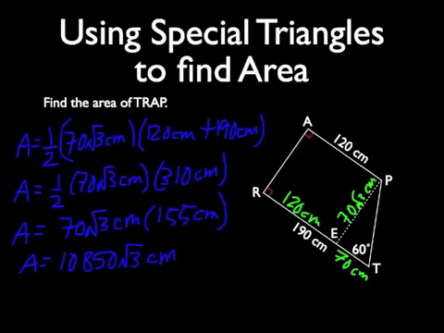So the area of a trapezoid, quite easy. Take the lengths of the two bases, add them together, multiply that by the height of the trapezoid, then divide everything by 2.